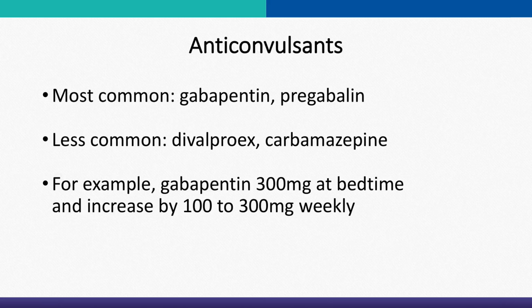The agents most commonly used for the treatment of neuropathic pain in the anticonvulsant class are gabapentin and pregabalin, also known as Lyrica. However, there are other options including divalproex and carbamazepine. Each individual medication offers differing benefits and risks, such as drug interaction and side effects.